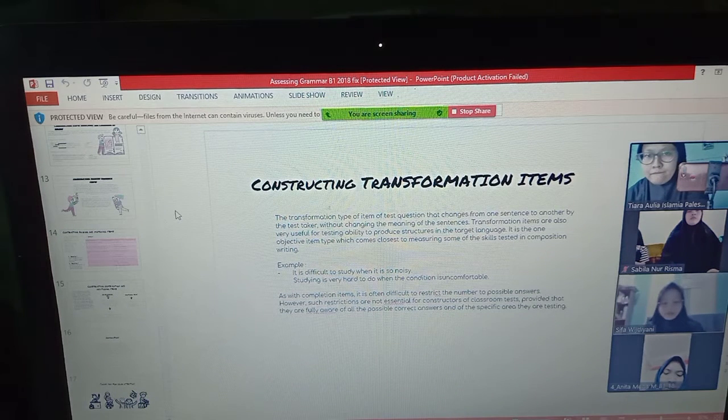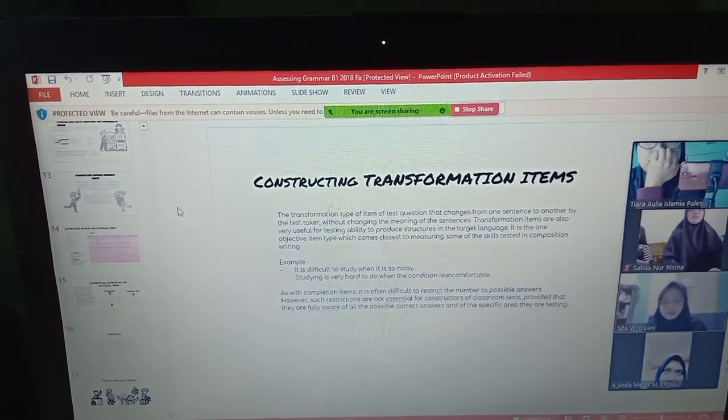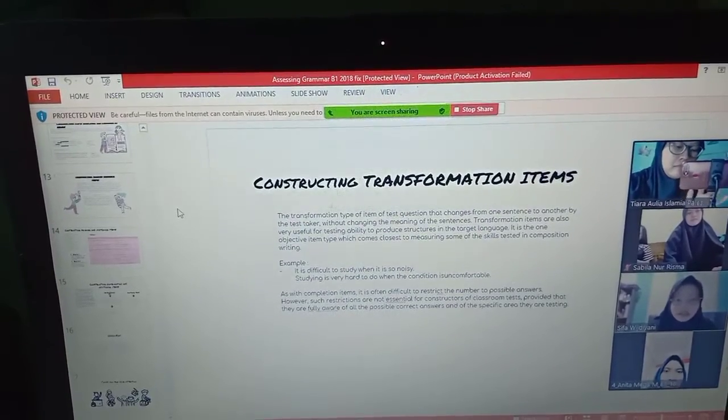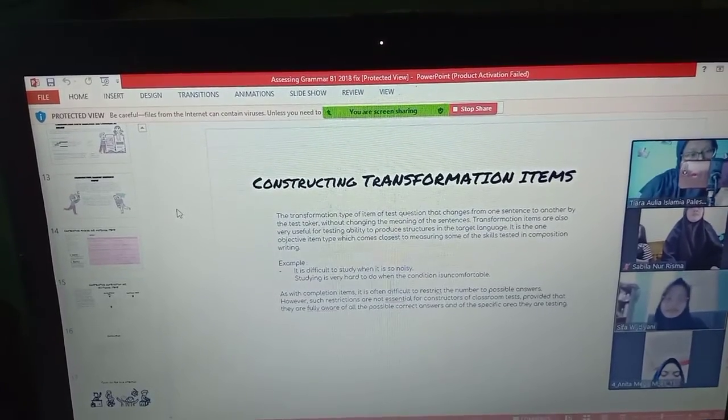Jadi, transformation item adalah jenis soal tes yang merubah satu kalimat ke kalimat lain oleh peserta tes atau siswa, tanpa mengubah makna kalimatnya. Transformation item juga sangat berguna untuk menguji kemampuan menghasilkan struktur dalam bahasa target. Ini adalah satu jenis objektif yang paling mendekati pengukuran beberapa keterampilan yang diuji dalam menulis. For example, it is difficult to study when it is so noisy. Artinya sulit belajar ketika berisik.